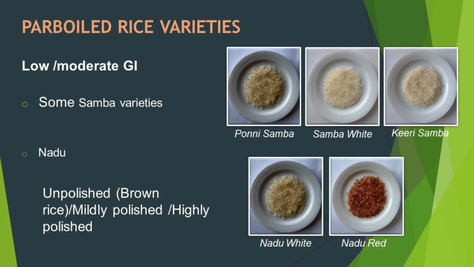In the market we get parboiled rice varieties. Some of the samba varieties are parboiled, and essentially nadu varieties are parboiled. They have low or moderate glycemic index. They could be unpolished, mildly polished or highly polished rice varieties. If the parboiled rice variety is mildly polished, they tend to have low glycemic index.